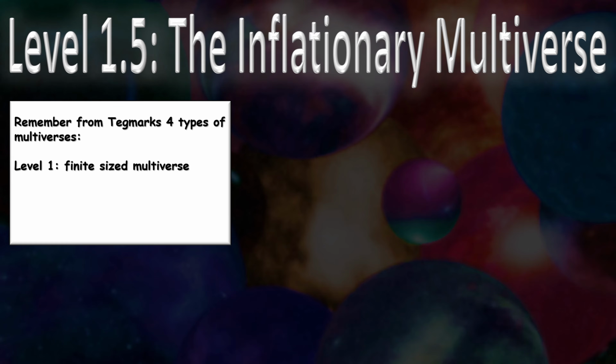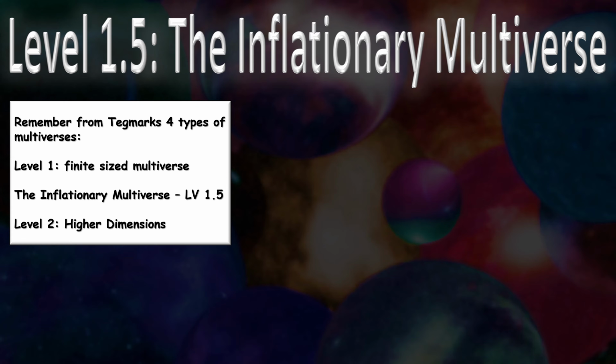A type 2 multiverse in Tegmark's 4 types of multiverses uses higher dimensions. The inflationary multiverse does not. So while it is above a level 1 multiverse, which is finite, it is below a level 2 multiverse that uses higher dimensions. Therefore, I called it a level 1.5 as it slots between the two different levels.